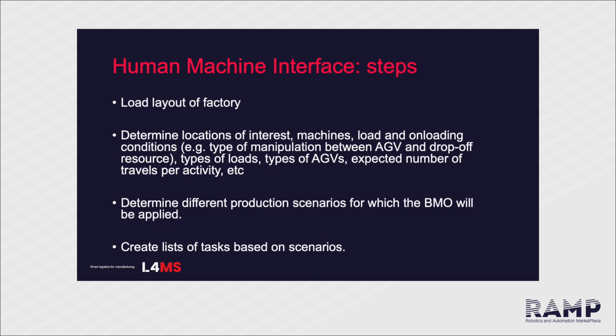What are the steps on working with HMI? First, you load the layout of the factory. Then, you determine locations of interest, machines, load and unload conditions, for example, type of manipulation between AGV and drop-off resource, type of loads, types of AGVs, expected number of travelers per activity, etc. Afterwards, you can determine different production scenarios according to your factory needs, and in the end, create precise lists of tasks based on these scenarios.